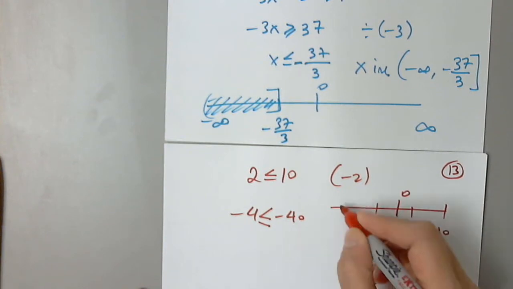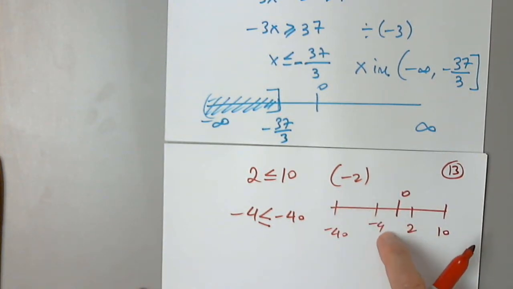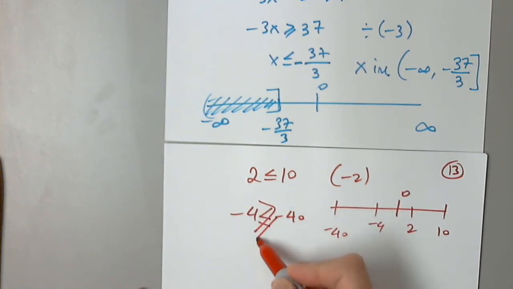But negative 4 is here and negative 40 is here. So obviously this is a bigger number than this. So every time we multiply or divide both sides of an inequality by a negative number, we must switch the inequality symbol. Is that clear?